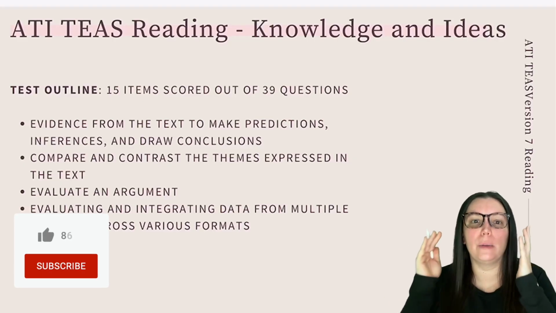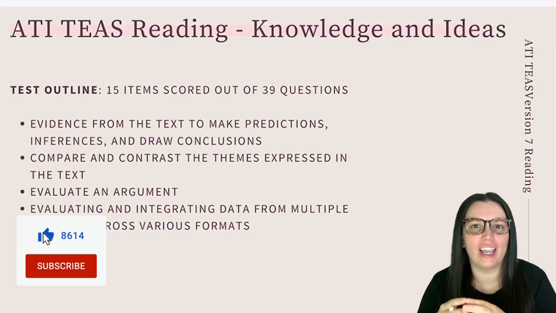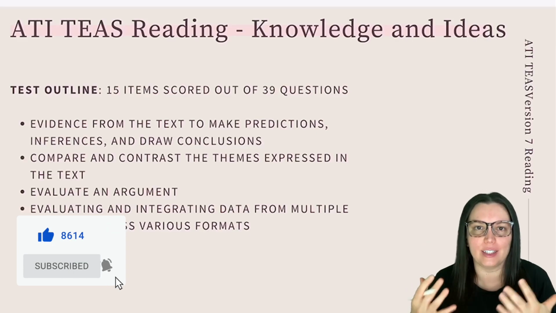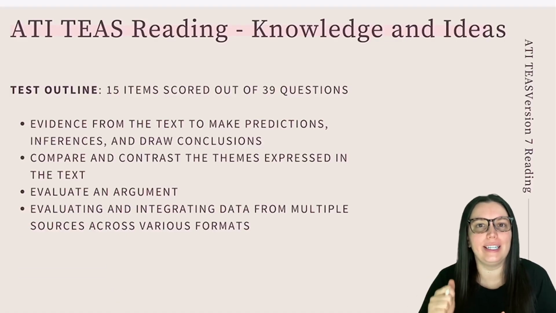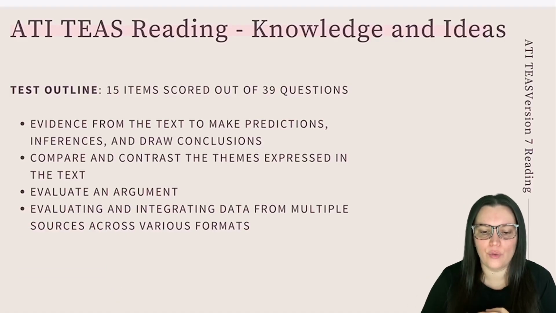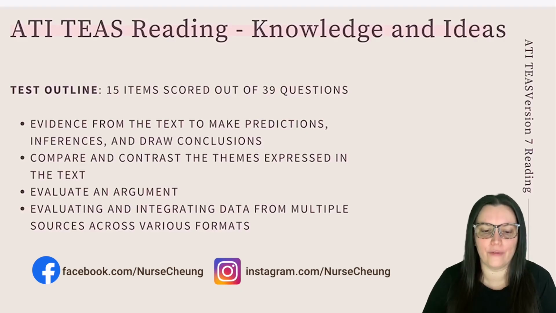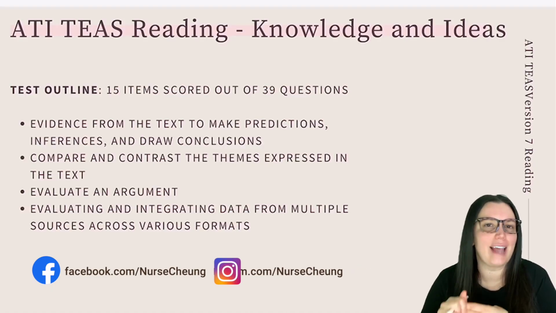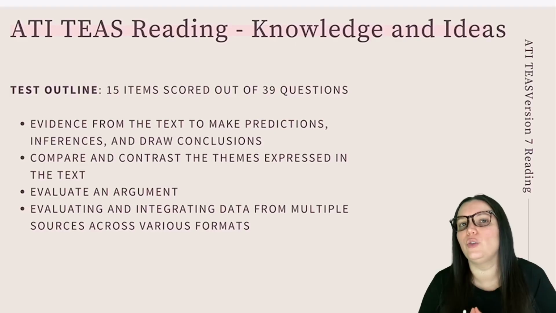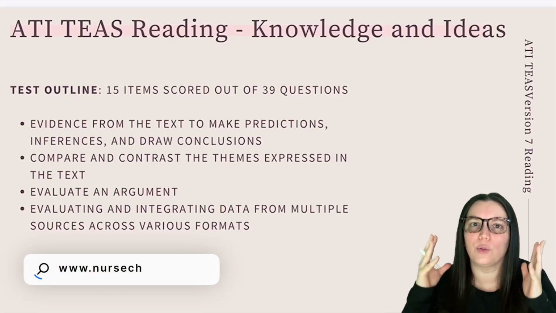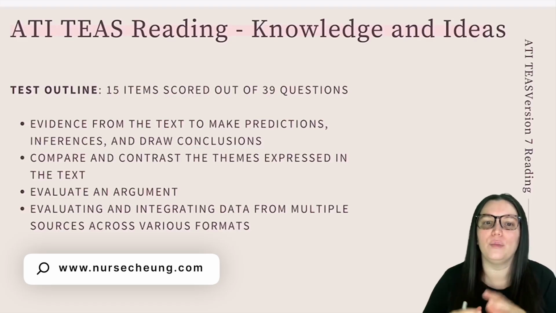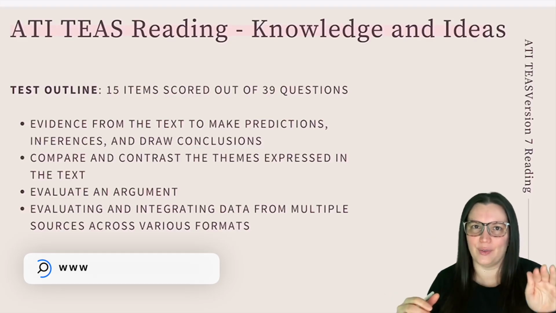So to begin, we're going to look at the objectives that's going to be under knowledge and ideas. There's a total of 15 questions out of the overall 39 that's going to be on reading. You are going to need to know how to get evidence from the text to make predictions, inferences, as well as draw conclusions. You're going to need to compare and contrast the themes that are being expressed in that particular text. You're going to need to evaluate the argument. What is the overall argument that's being made? As well as evaluating and integrating data from multiple sources across various formats.